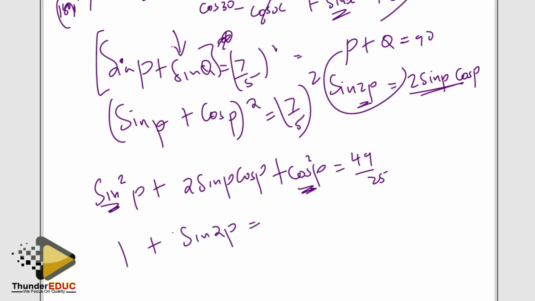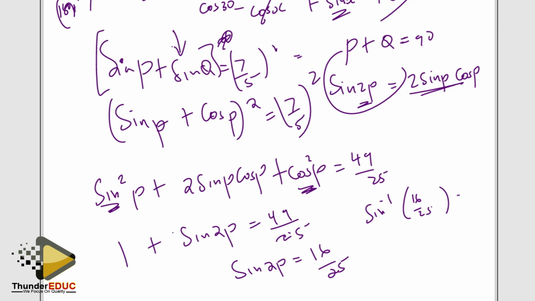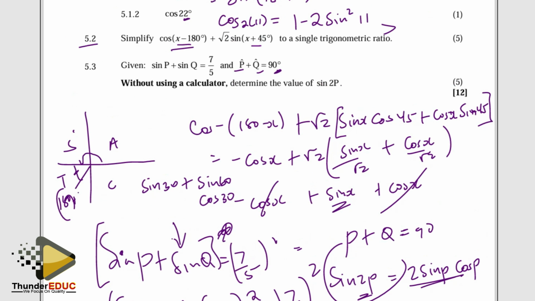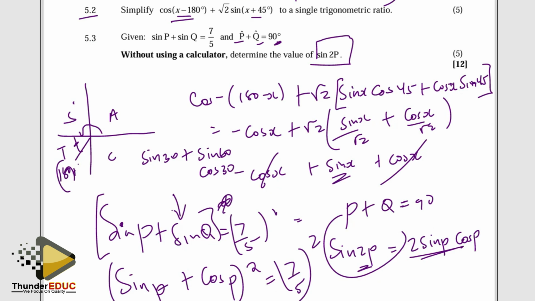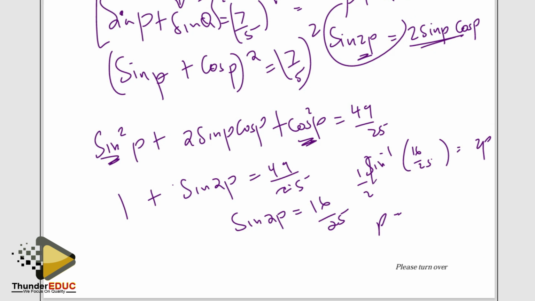Okay, I'm going to replace this with that. Sine 2P is equal to 49 over 25. Move it that side. Sine 2P is equal to 16 over 25. Then I can use my arc sine of 16 over 25 should give me 2P. And then I'll divide it by 2. And then I should get my P. What do they need? Do they need the value of P or the ratio? Determine the value of sine 2P. Then we've answered it.